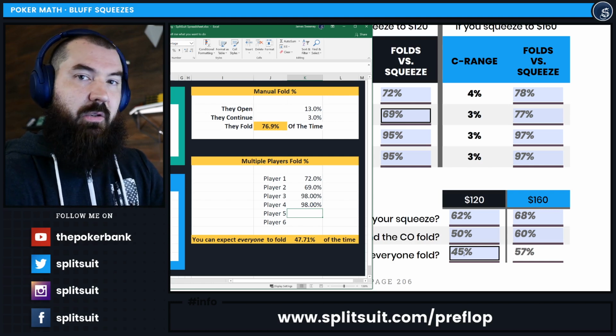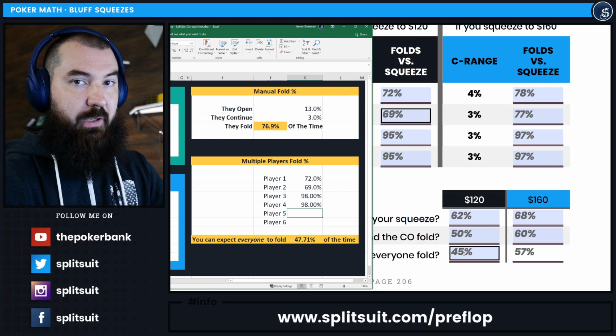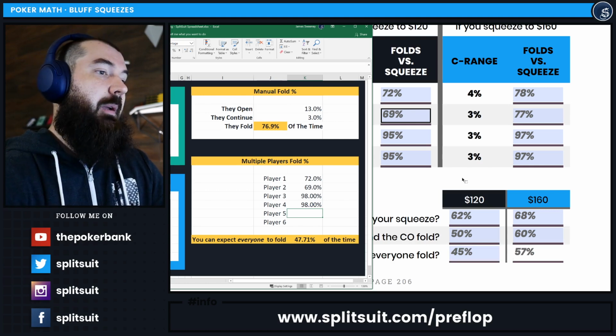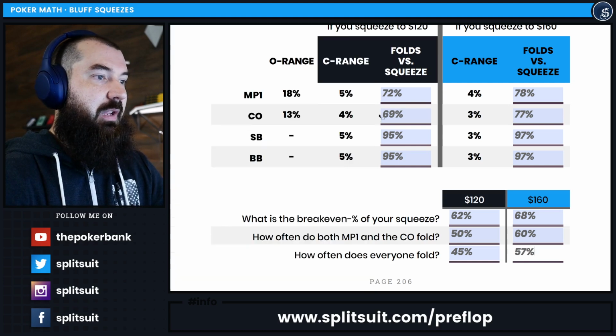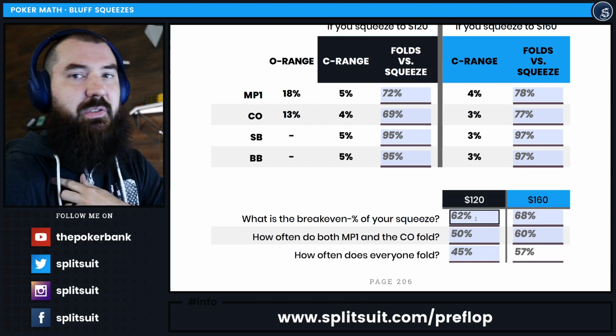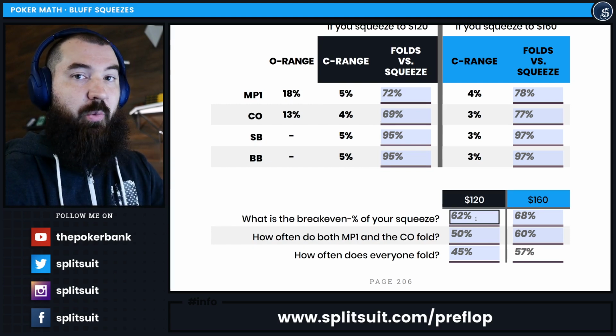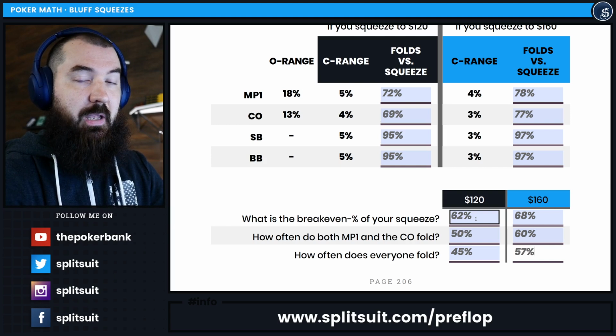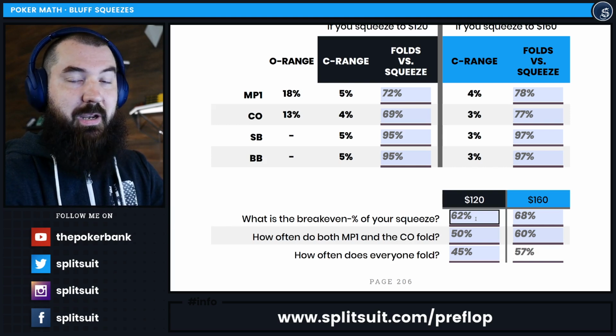So again, these little factors that a lot of people just completely overlook can actually come into play and start creating some really nice spots. Because one of the biggest things that we have to think about here is the break-even percentage of the squeeze. Right, so obviously if we go to a larger number, whenever we bluff for a larger size, we're risking more chips, but oftentimes that could be creating many, many more folds.